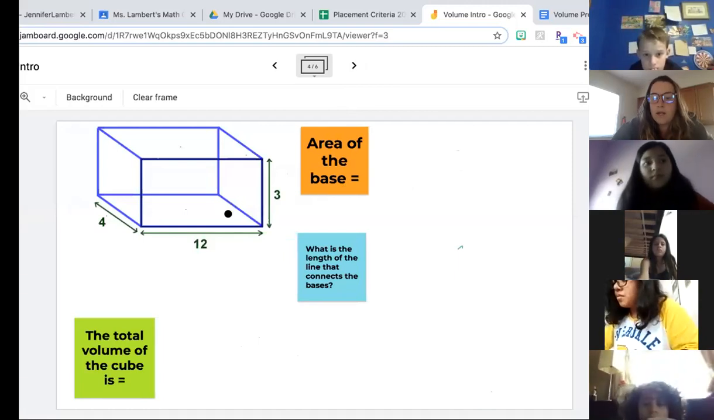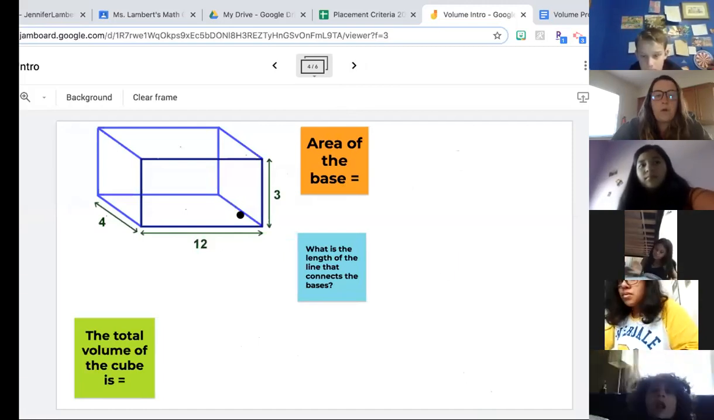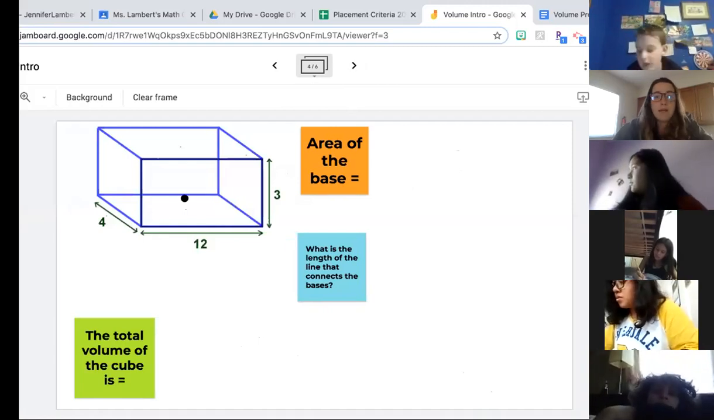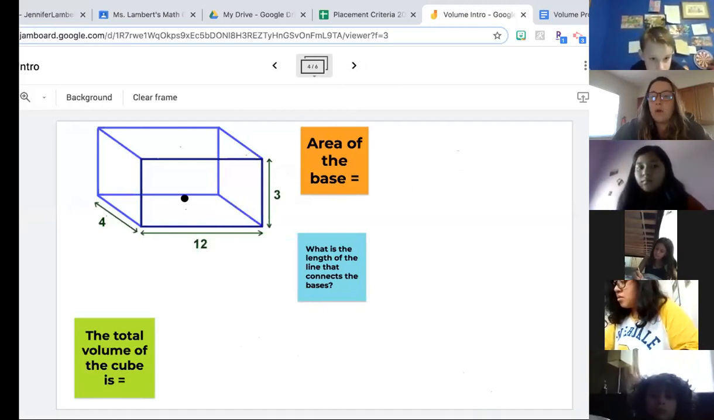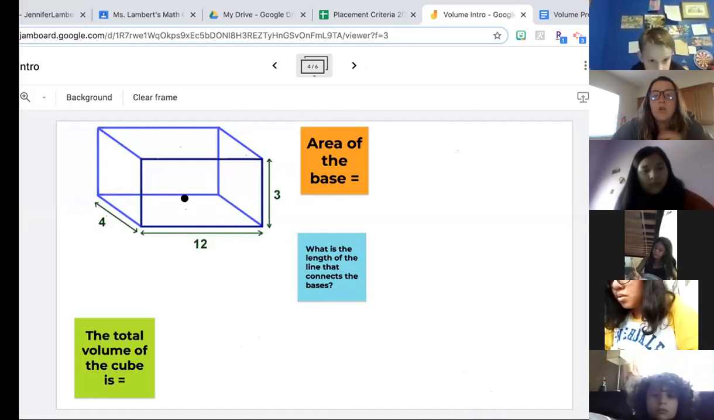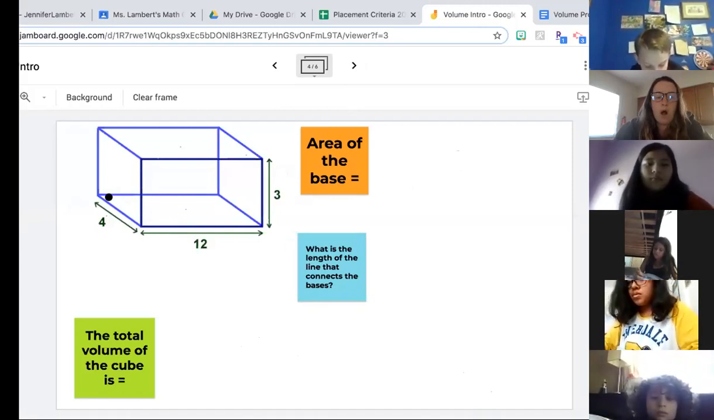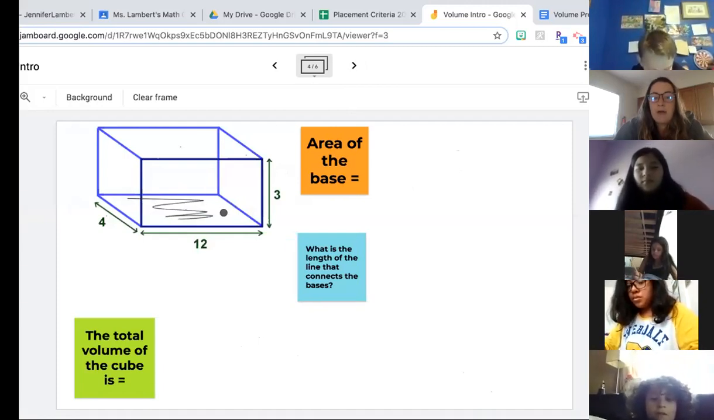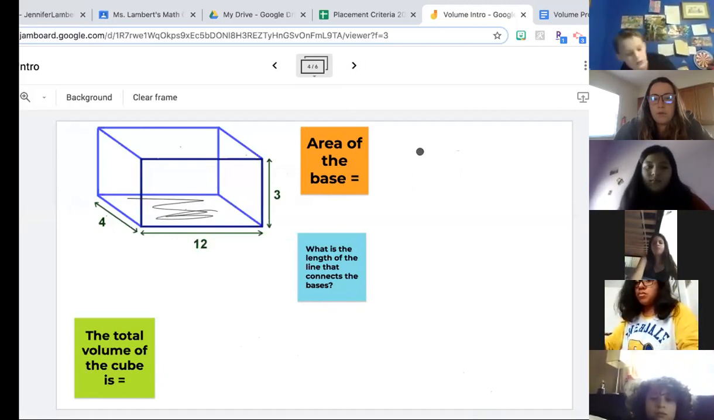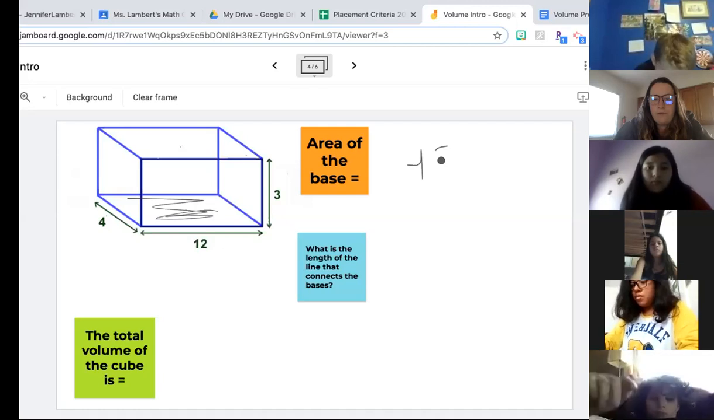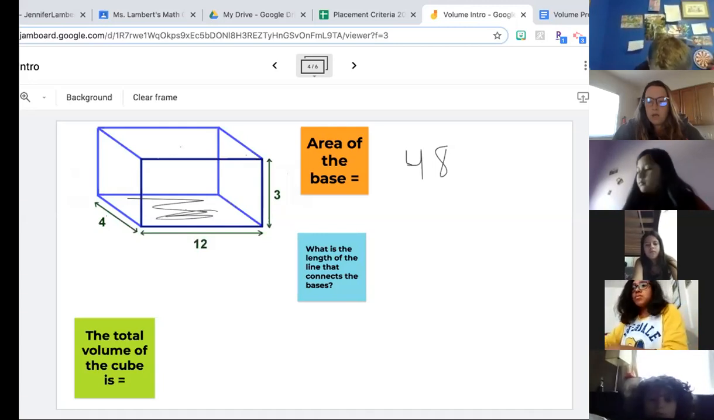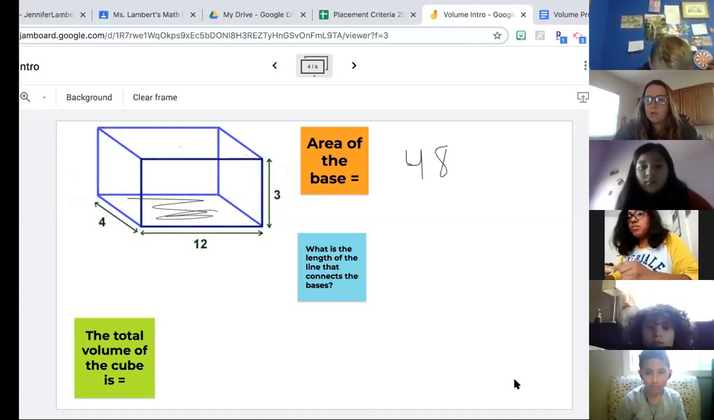So let's look at a rectangular prism. Okay, so the area of the base. The base of a rectangular prism is a rectangle. So I could really use any rectangle that I want. I'm just going to use the one on the bottom here. If I find the area of that base, right now you should be able to tell me what the area of that rectangle is. Good guys that are typing in the chat, awesome. That would be 48.